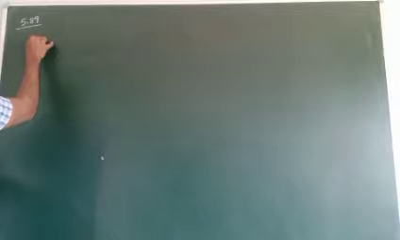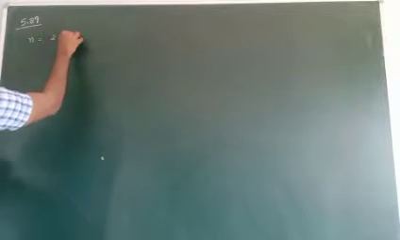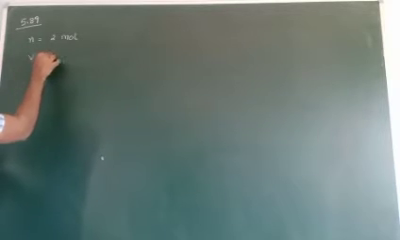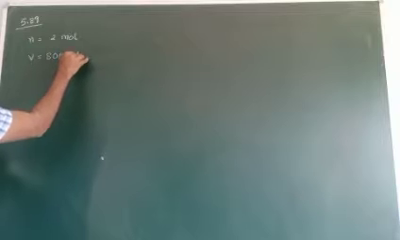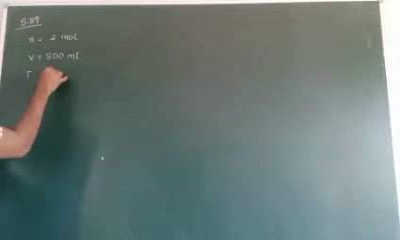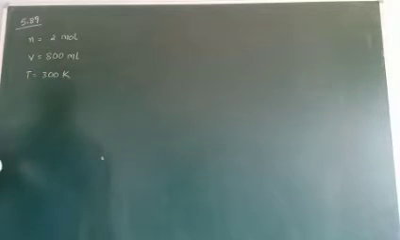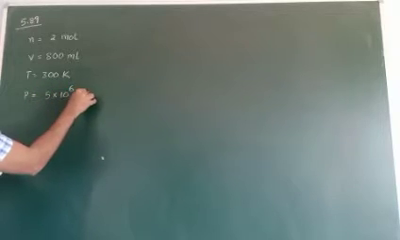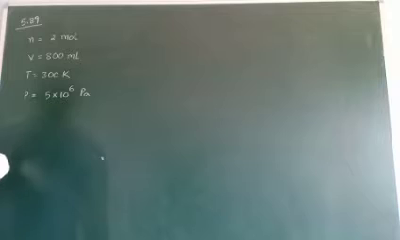Now let's write the given information. N value is given, that is 2 moles. Volume is given, that is 800 milliliters. Next, temperature is given, that is 300 Kelvin. And the pressure value is 5 into 10 to the power of 6 Pascal. Calculate the compressibility factor.